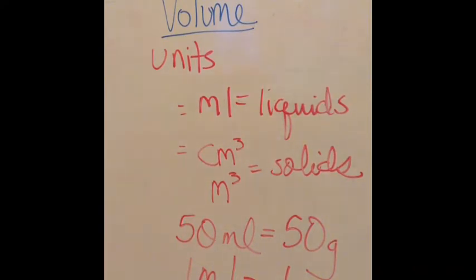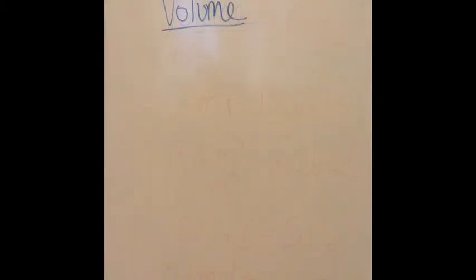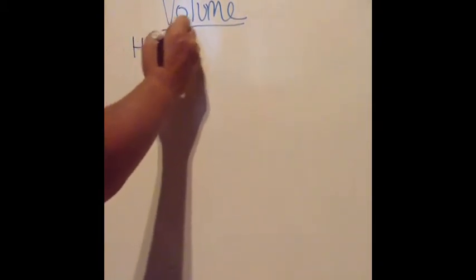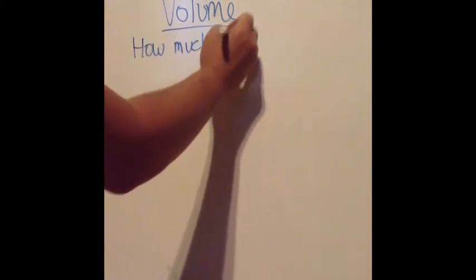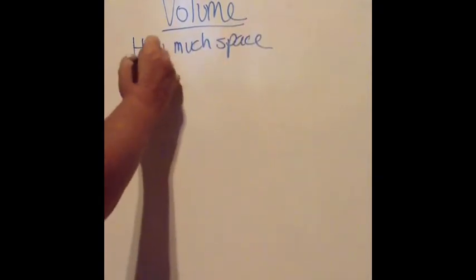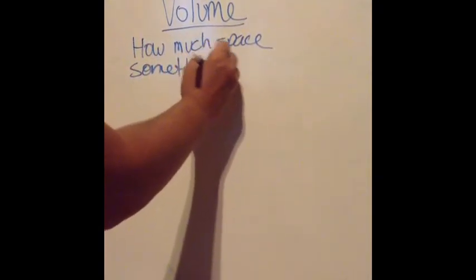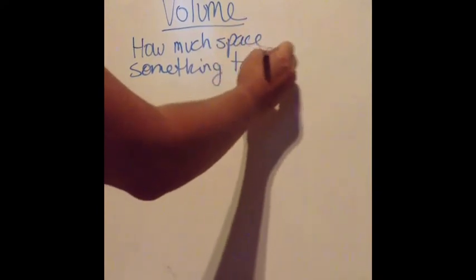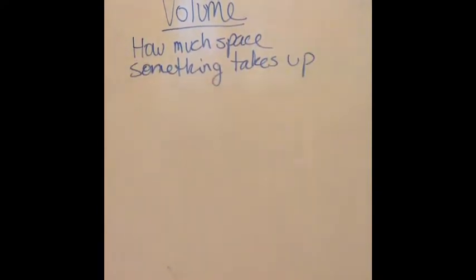Now let's get on with what volume is. Okay, today we're going to talk about how to measure the volume of something. Volume is how much space something takes up. Whether it's liquid or solid or a gas, it has volume. It takes up space. And that is something that you can measure.